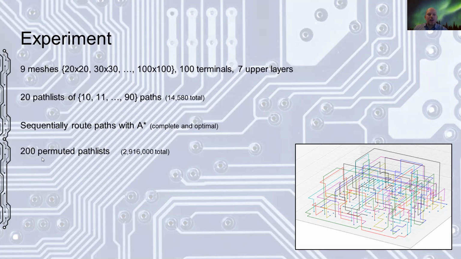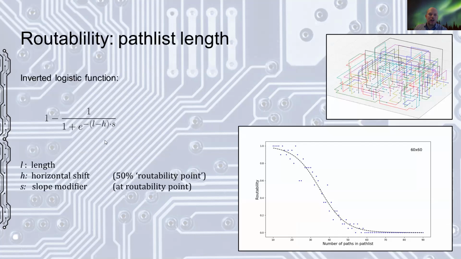So after routing these paths, we changed the order, we permuted the path list, and we looked at the effect of that. Okay, so let's look at the length first.